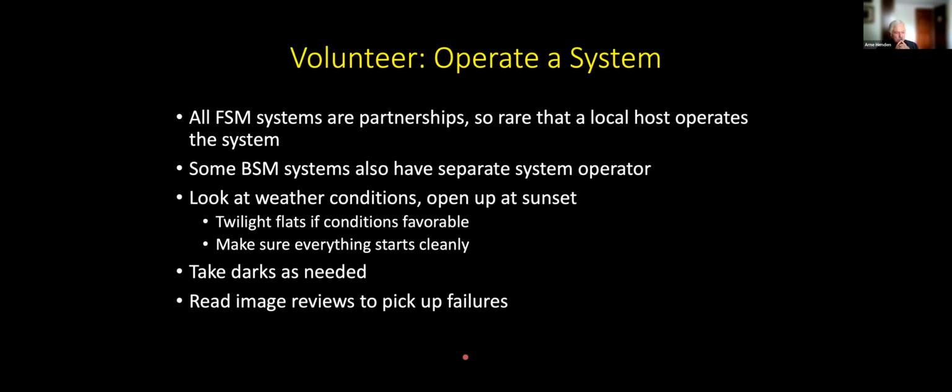The operation of one of these systems is pretty simple. It's basically looking at the weather conditions. If it's adequate, then you would open up at sunset. You make sure the telescope closed down at sunrise. You enable twilight flats if the conditions are adequate for doing so. And you just make sure the system runs smoothly through the night.